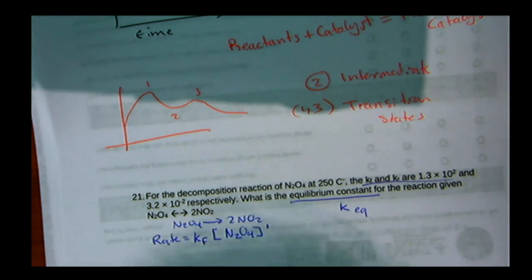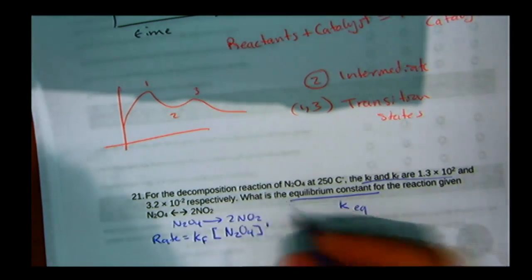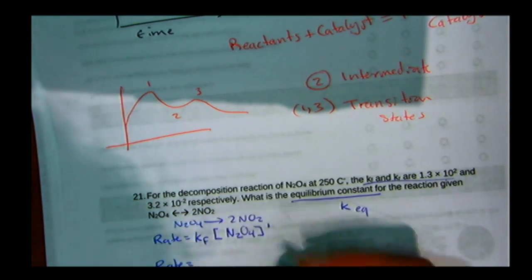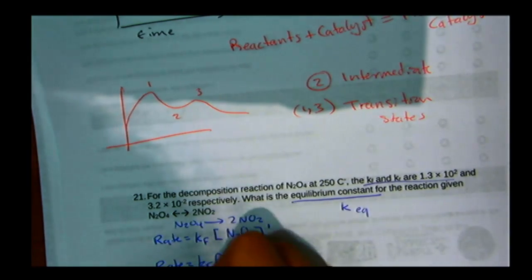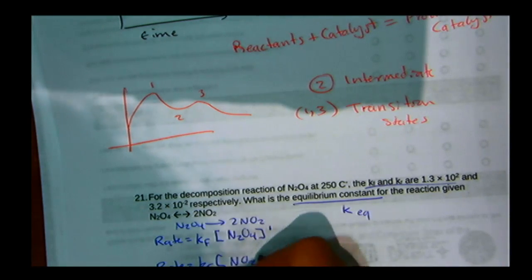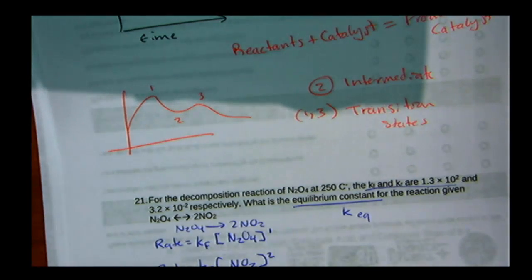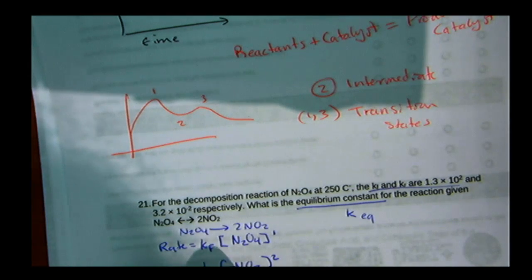The next one would be the reverse reaction, right? So the rate is equal to your Kr times NO2. What exponent does it have? 2. So notice that the rate for the reaction should be the same. So technically, if we wanted to, we could say Kf times N2O4 equals Kr times NO2 squared, right? And then we want to find what? We want to find our equilibrium.